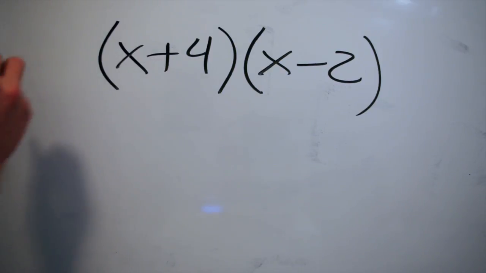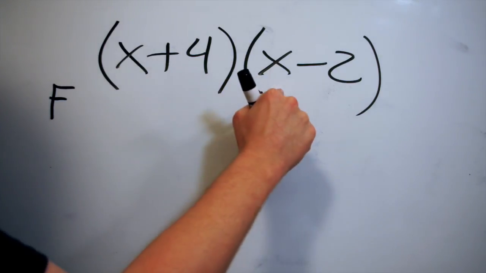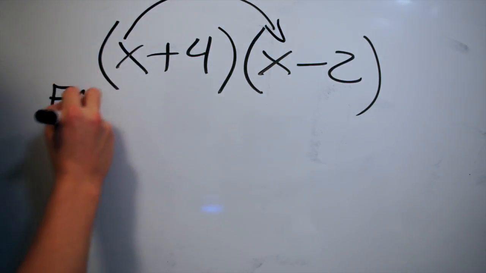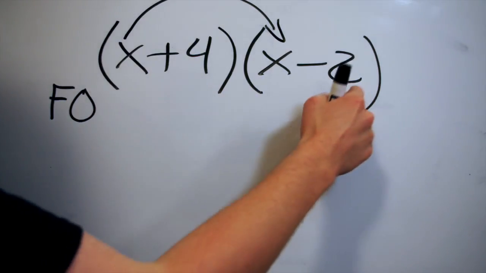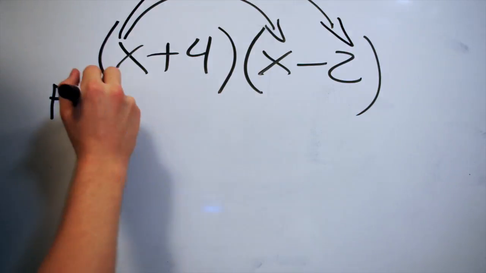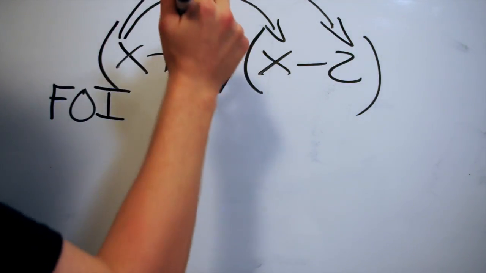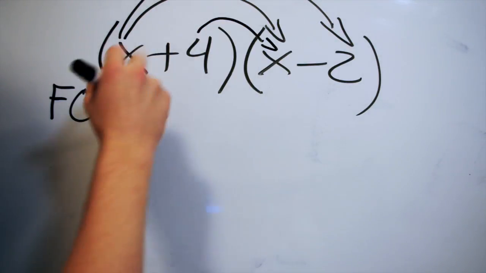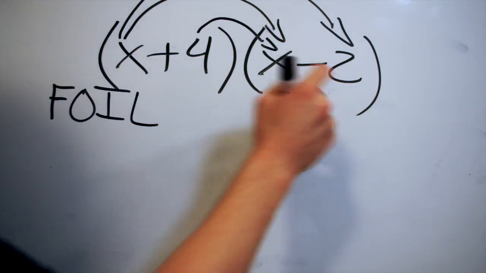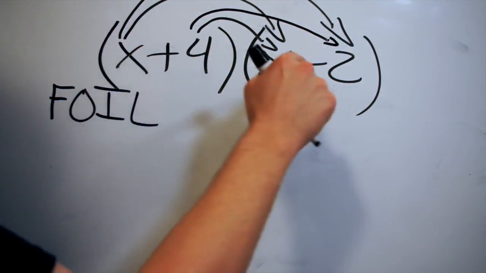Alright, so now we have this lovely problem, which is x plus 4 times x minus 2. We're going to start with F, which is first, so our x's are the first ones there. So we can do x times x. Our outers, depending on the way you look at it, could be our x or negative 2, so those are going to be our outers there. And then our I's are our inners, so our 4 and our x, we'll multiply those two together. And then our lasts, so our 4 and our negative 2, we'll multiply those two together.